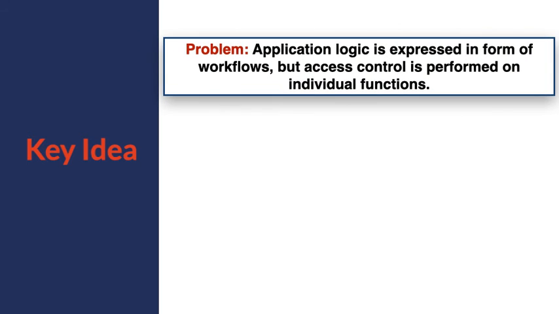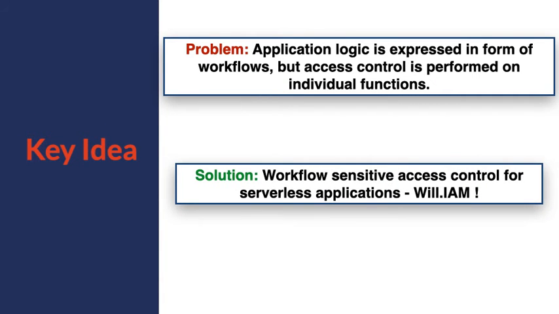The key idea here is that the attack explained before is the result of a mismatch of abstractions. Application developers express program logic in the form of inter-function workflows, yet authorization is performed only within the context of individual function transitions. As a solution, we designed Will.IAM, an access control framework for serverless cloud. Rather than assigning static permissions to functions, Will.IAM performs proactive and workflow-sensitive access control.